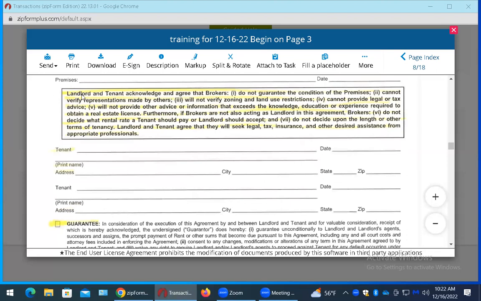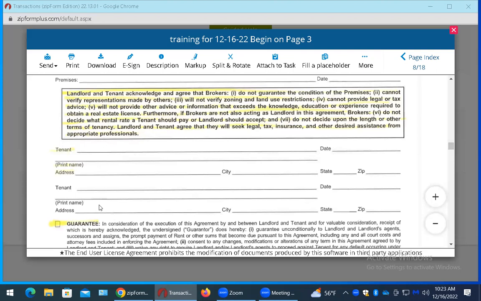Now here is a nice box that landlord and tenant acknowledge and agree that brokers do not guarantee the condition, and we cannot verify any representations made by others or verify zoning, etc. So read this box. It's a nice box that the CAR attorneys have added for us. And at the end here, it says landlord and tenant agree that they will seek legal, tax, insurance, and other desired assistance from appropriate professionals. We are their real estate agent. We do not give legal advice, tax advice, or insurance advice.